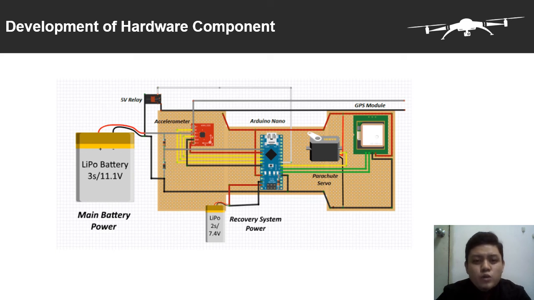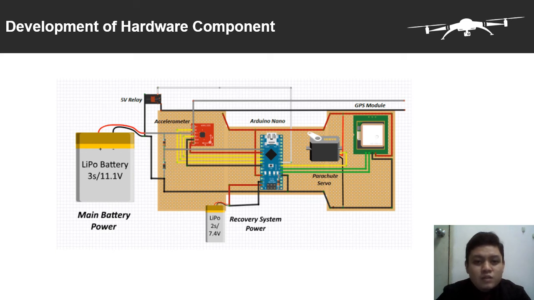So next, we use a servo motor. The servo motor is used to deploy the parachute when it gets a signal from the microcontroller, which is the Arduino Nano. Next, the relay. The relay is used to cut the power to the drone's motor when it gets signals from the Arduino Nano.